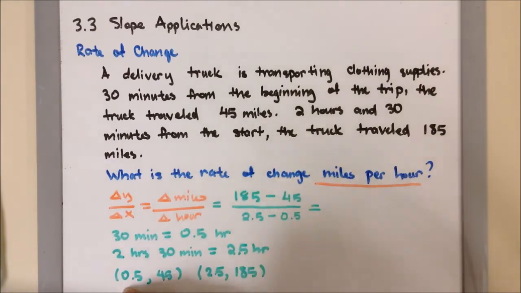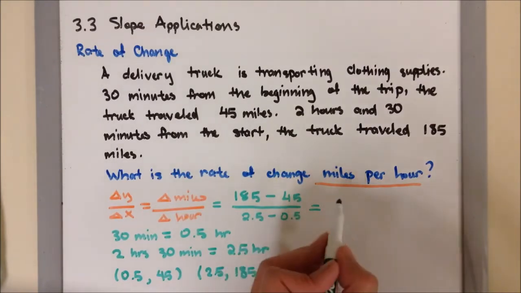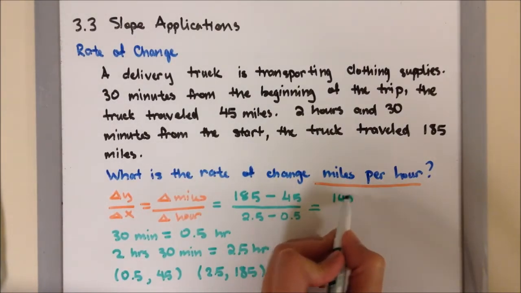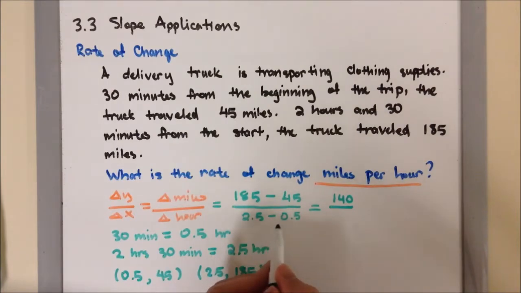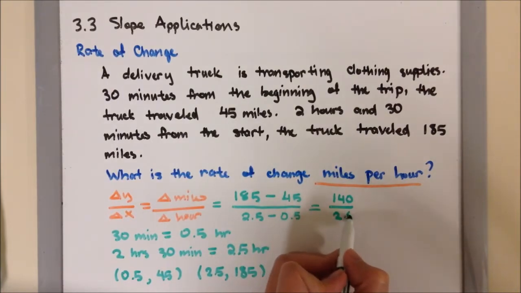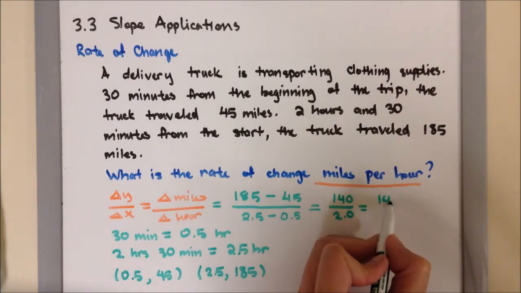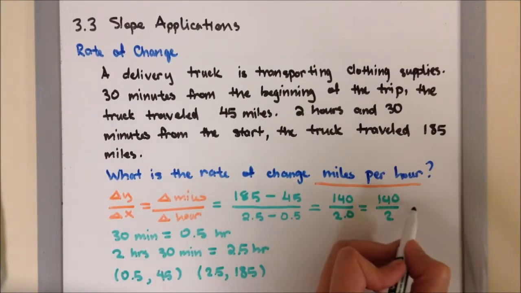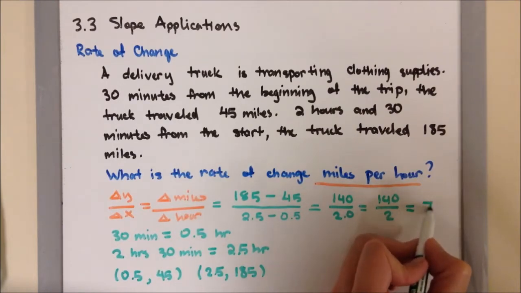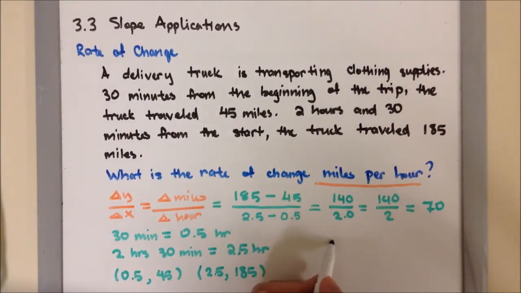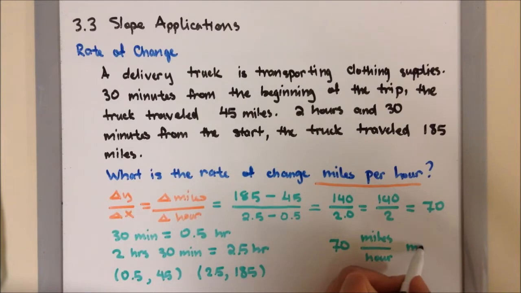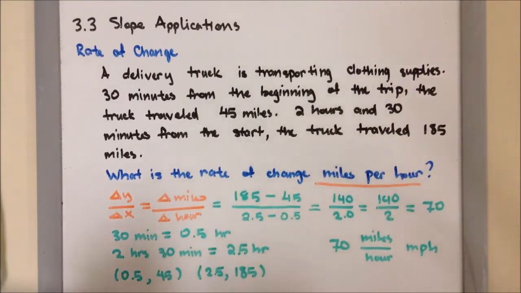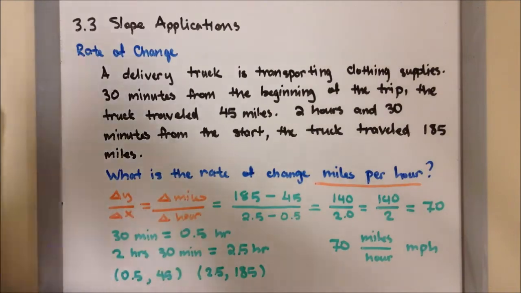Alright, so we're going to work out the top. 185 minus 45, that's simply 140. 2.5 minus 0.5, that's going to be 2.0. It's the same thing as 140 over 2. So 140 divided by 2 is 70. So my final answer will be 70 miles per hour, or mph. So that's going to be my final answer. I'm going to box that up.